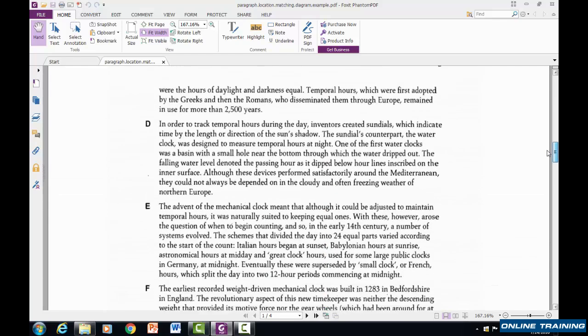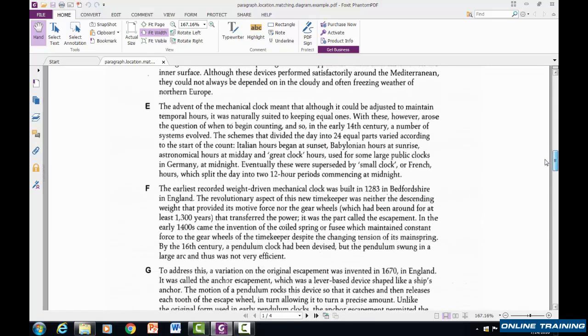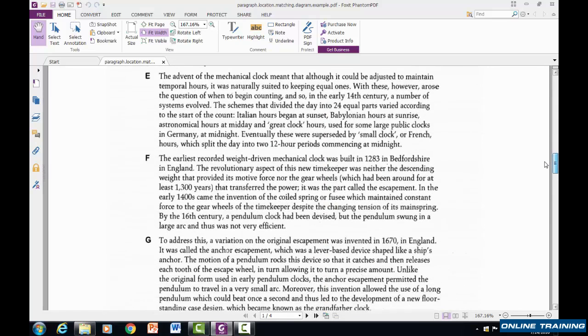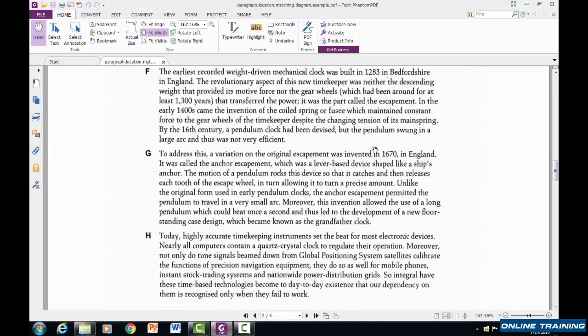I still don't see 1670, but I'm scanning. Looking at numbers, everybody. All I'm looking at are numbers. 1283, 13, 14. Here we go. 16th century, 1670. All right, there we go. So first, I'm looking for something with just the word resemble.